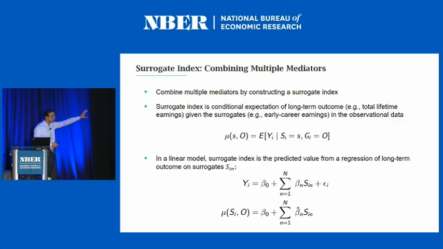So formally, what is that? We'll call the surrogate index mu as a function of the realized values of these surrogate variables S in the observational sample O. That's the conditional expectation of the long-term outcome given the surrogates in the observational sample. So in a linear model, how can you estimate that? The surrogate index is simply the predicted value from a regression of the long-term outcome on the surrogates. So if you look down here, I just run a regression of the long-term outcome on my various surrogate variables, and then simply take the predicted values using the beta hats that I estimate. That's going to form my surrogate index.